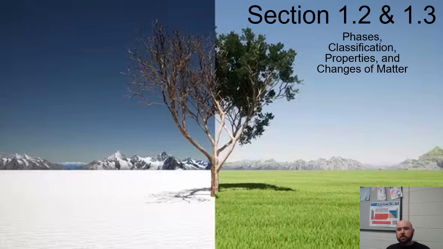Hello everyone. This presentation is going to cover sections 1.2 and 1.3 from the Openstax Chemistry Atoms First Second Edition textbook. In these sections we are going to investigate the phases and classification of different types of matter, as well as some of the physical and chemical properties and changes that they exhibit and undergo.